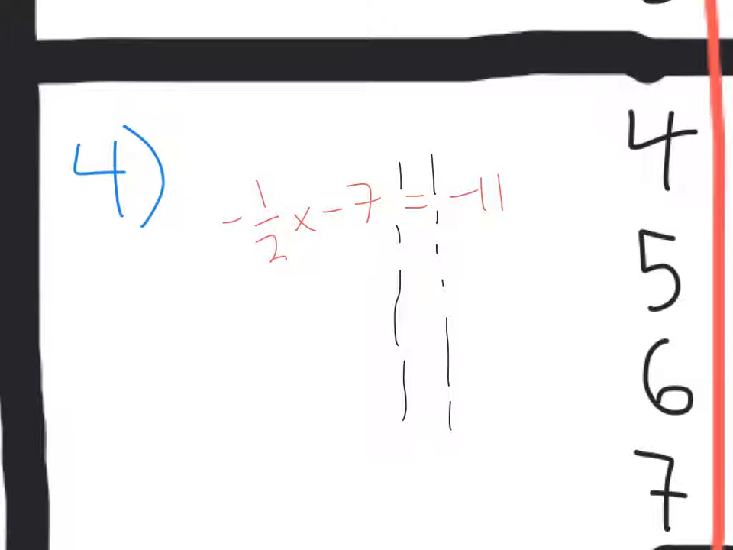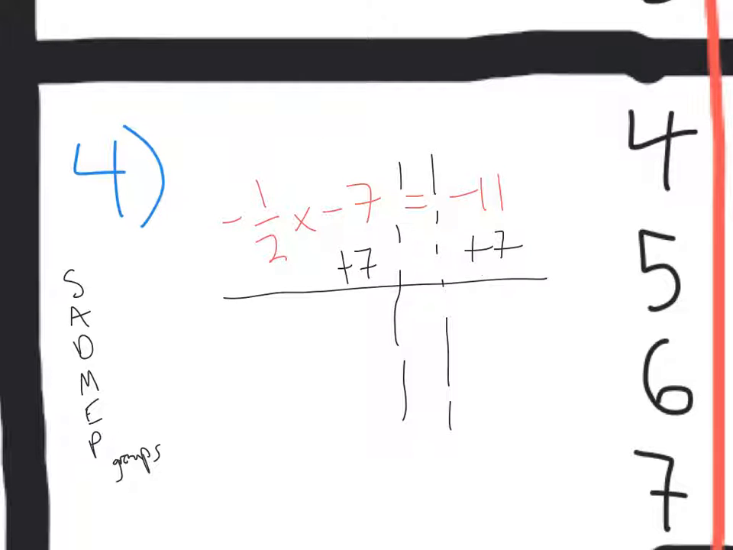Remember, that is SADMEP and groups. So for this problem, I'm going to add 7 over here, add 7 over here, make my line so my work is nice and neat. That would get me cancellation there. Bring down minus 1/2 times x. Negative 11 plus 7 makes negative 4.